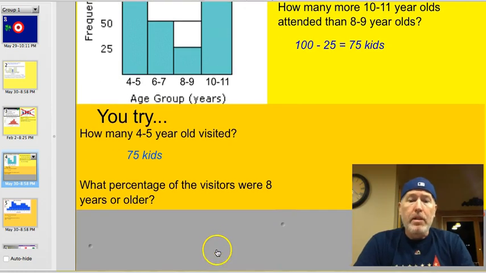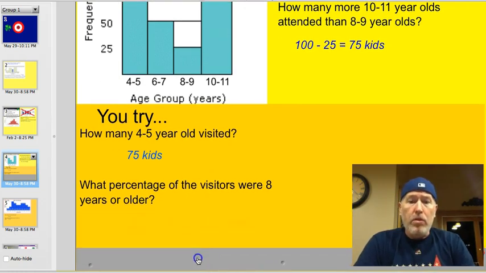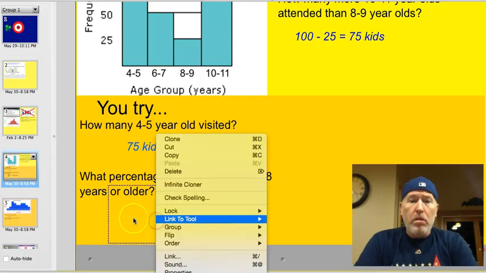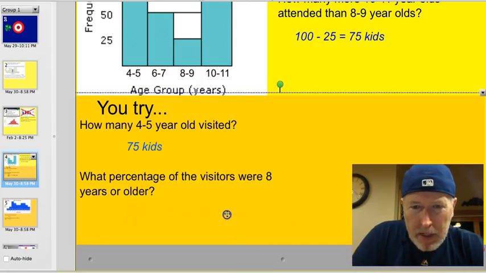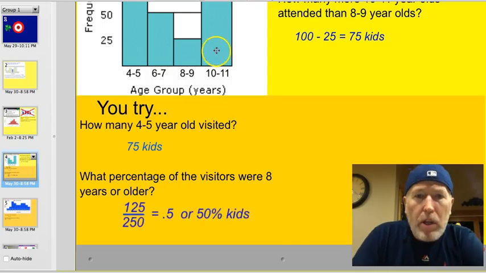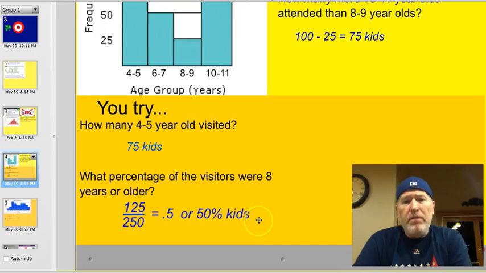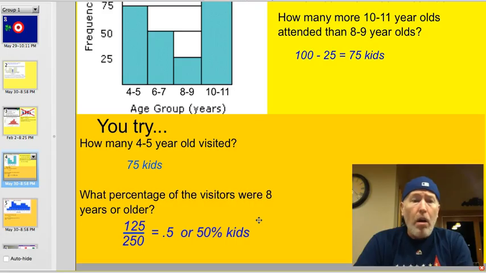All right. Well, 8 years and older, there were... come on, don't choke. There we go. You had 100 here and 25 here. So you had a total of 125 out of 250, which is equal to 0.5, or 50% of the kids were 8 or older. All right, not bad.